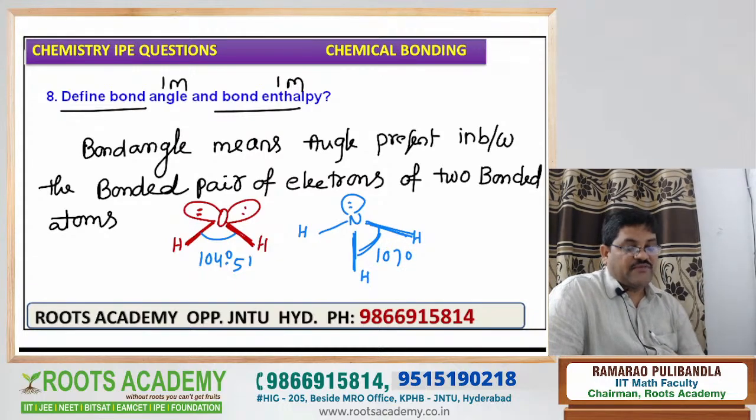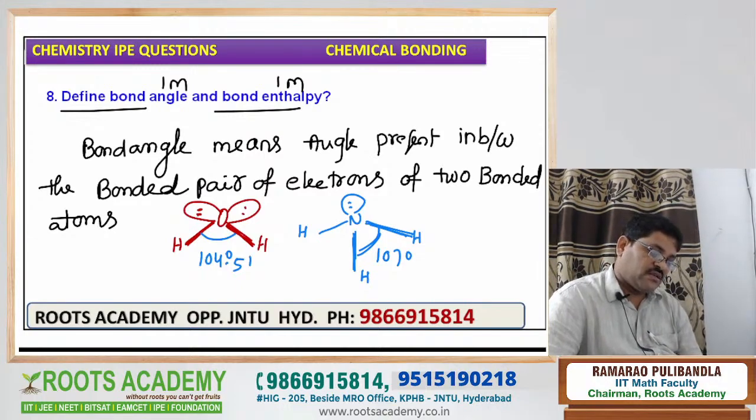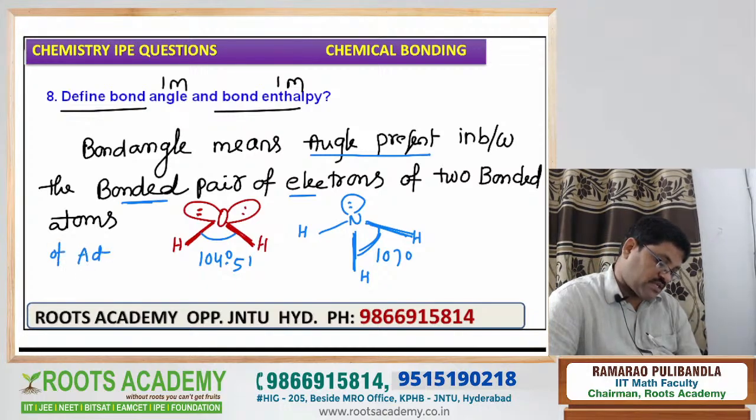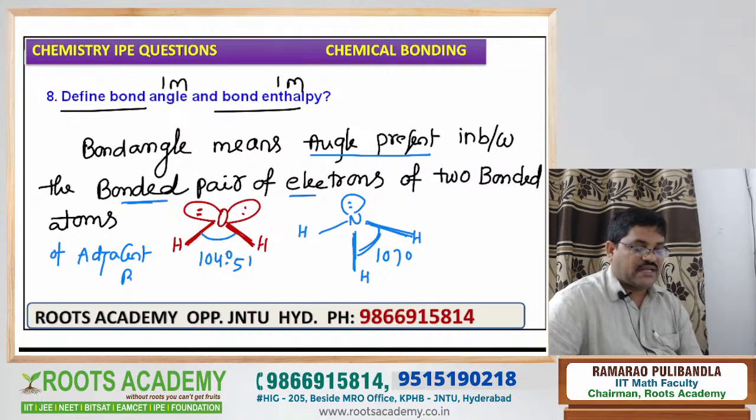That is the definition of the bond angle, students. Simple definition. So bond angle means what, students? The angle between the bonded pairs of electrons of the two bonded atoms of adjacent bonds. That is important. It is the angle between the adjacent bonds.